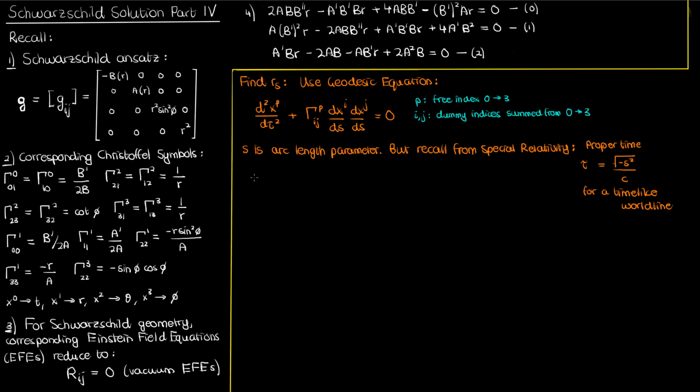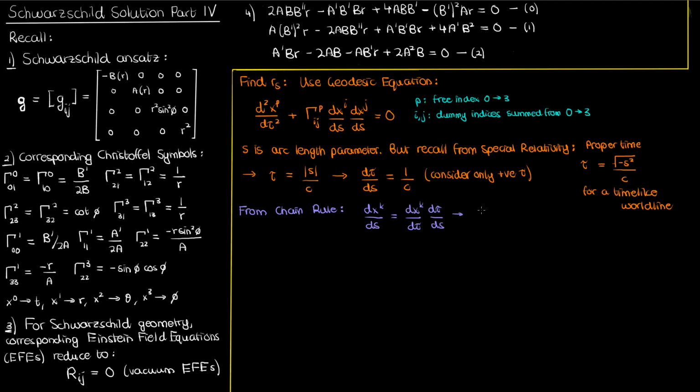Recall also that for a time-like world line, s squared is negative, so tau obviously becomes positive. It's not imaginary. We can then rewrite this expression for tau as the absolute value of s, or the magnitude of s over c. The derivative of tau with respect to s is then just 1 over c. That's because we're only considering positive proper times. So if we use the chain rule, we can write the derivative of some coordinate x super k with respect to s as the derivative of x super k with respect to the proper time tau times the derivative of tau with respect to s.